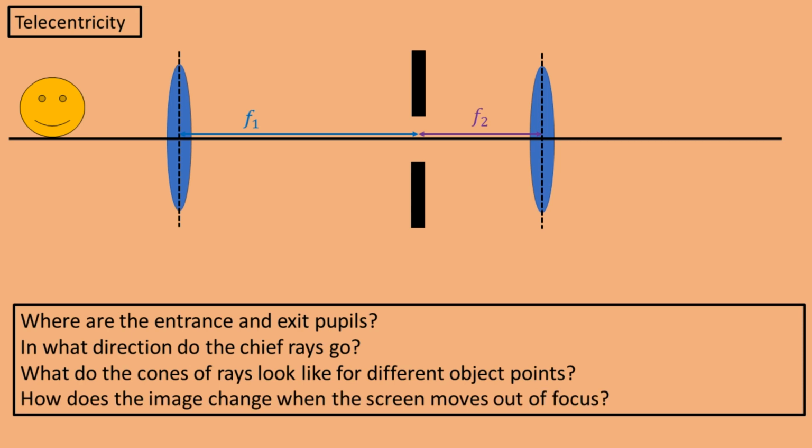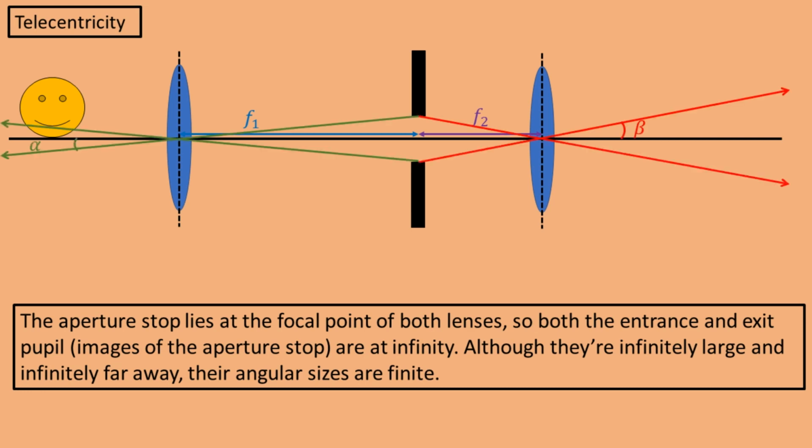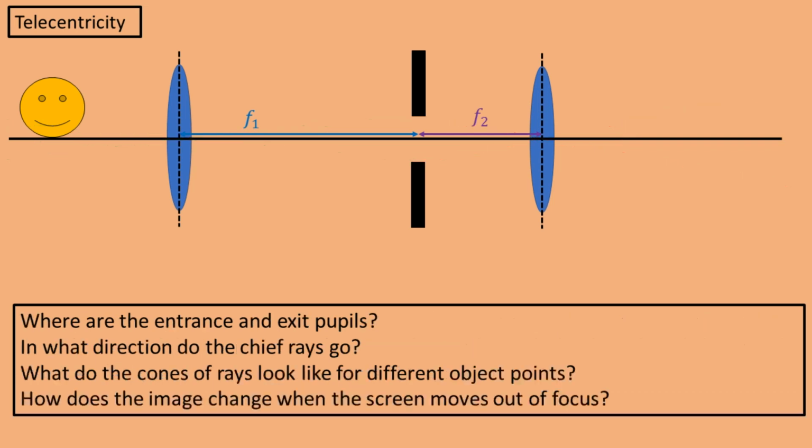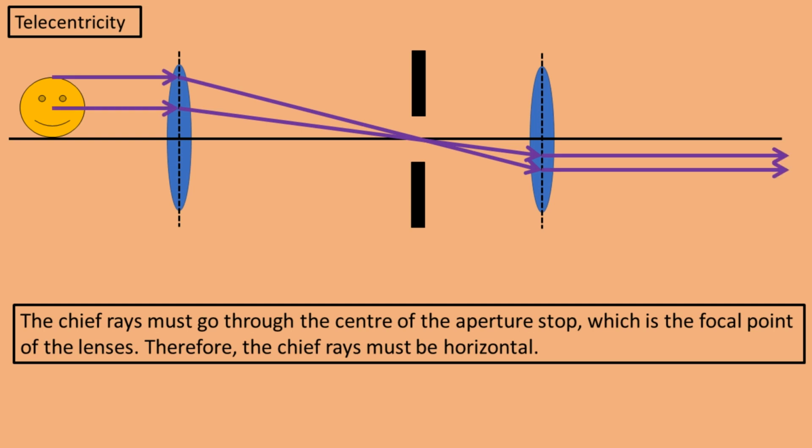Let's look at the first question. Where are the entrance and exit pupils? Since the aperture stop lies in the focal plane of both lenses, both the entrance pupil and the exit pupil lie at infinity. They're infinitely far away and they're infinitely large, but their angular sizes are limited. The next question was, in what direction do the chief rays go? The chief rays by definition should go through the center of the aperture stop. Since the aperture stop is located at the focal plane of the two lenses, the chief rays are parallel to the optical axis before and after the system.